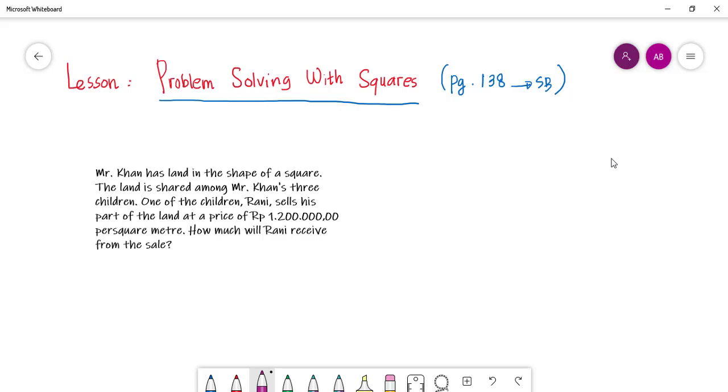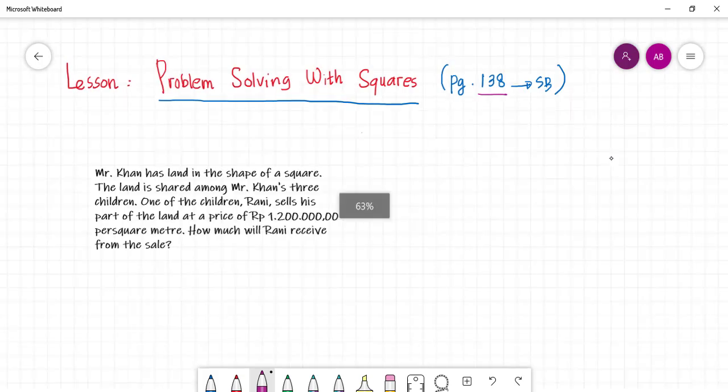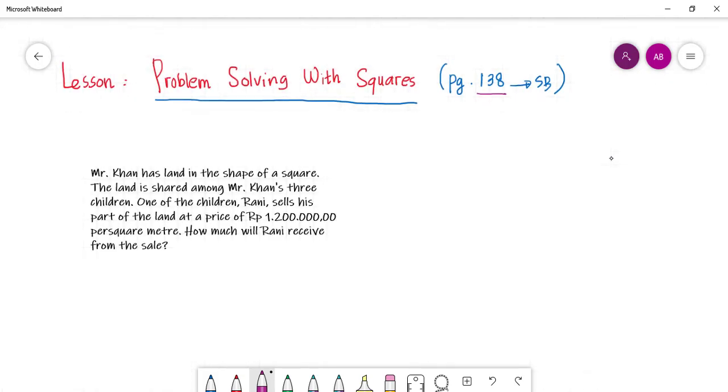Okay, kids, right now we move to problem solving with squares. You can find it in your student book, page 138. Kids, in your book, there's a problem. Let's see what the problem is. First, Mr. Khan has land in the shape of a square. You have to listen to teacher Via properly because it's kind of difficult.